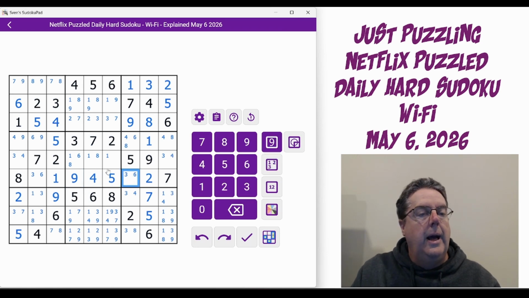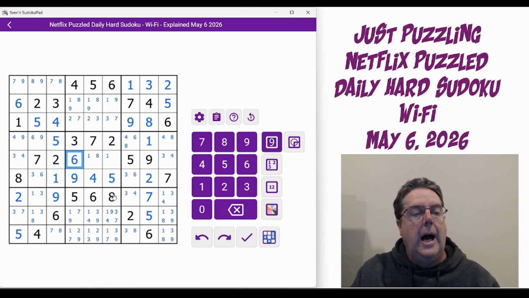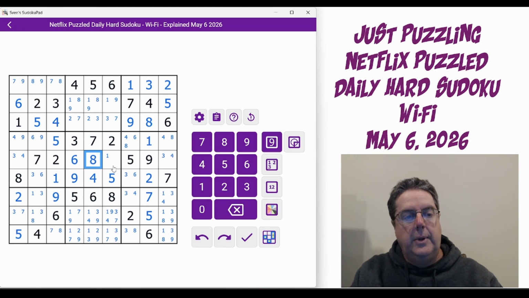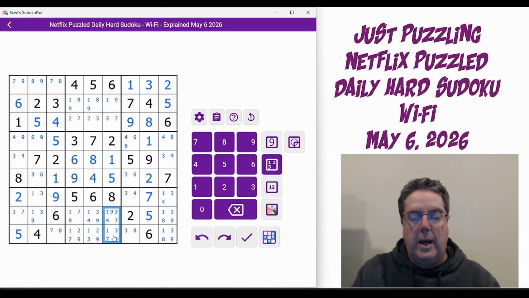And 4 cannot be here, leaving me with a 3, 6 pair. 6 comes up here, 6 comes down here, so this is a 6 here. 8 comes up here, leaving this to be a 1 here. These can't be a 1.